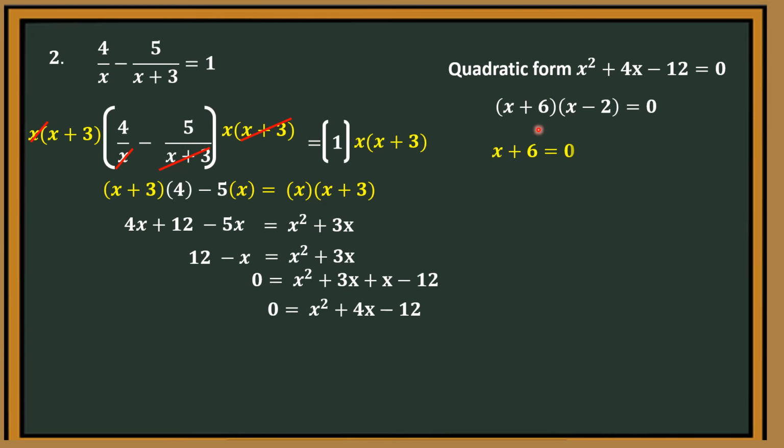Then, equate the 0. X plus 6 is equal to 0. And then the other one, x minus 2 is equal to 0. Transpose positive 6 to the right side, so it will become negative 6. So, x is equal to negative 6. And then, yung negative 2 transpose sa right side, so it will become positive 2. So, eto na ngayon ang x natin. Therefore, the solutions are negative 6 and positive 2.